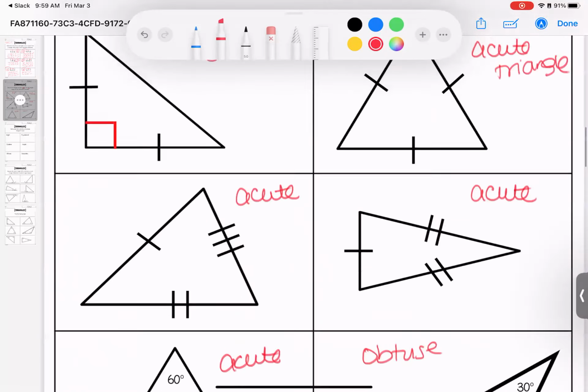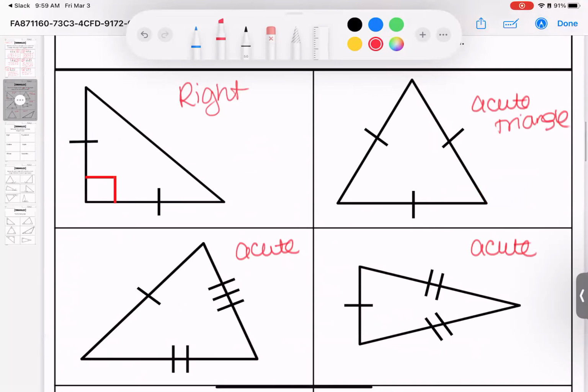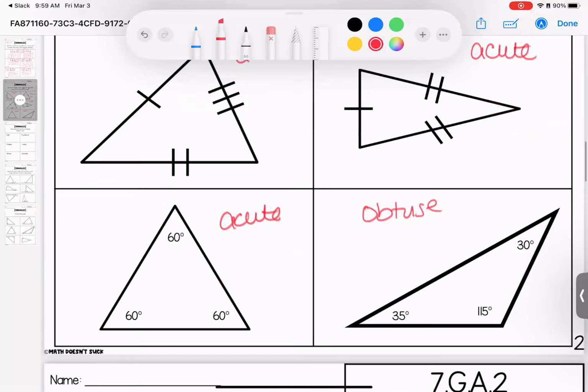Now we need to go back and do our sides. Remember that these lines mark up similarities, and we're looking to see if they're equilateral, scalene, or isosceles. As a reminder, equilateral has 3 equal sides. So this one right here would be equilateral. All 3 sides are matched with the same number of lines.